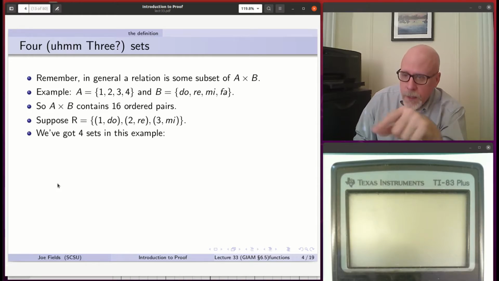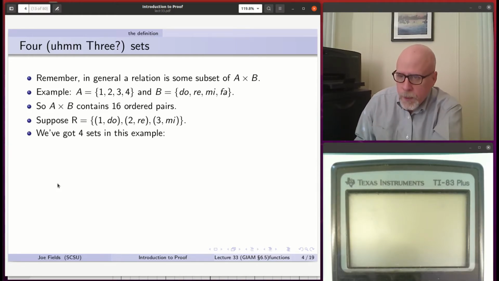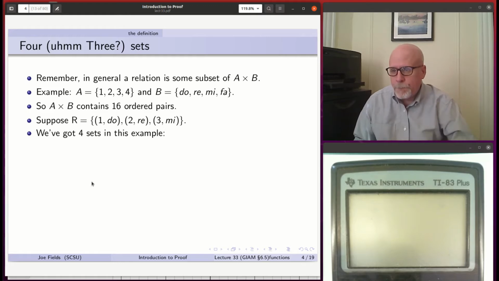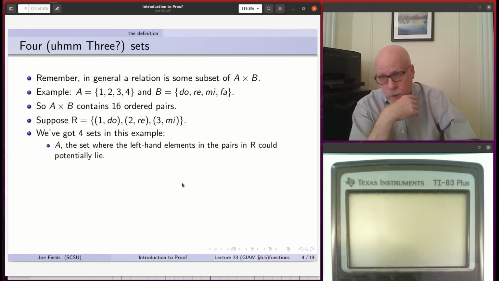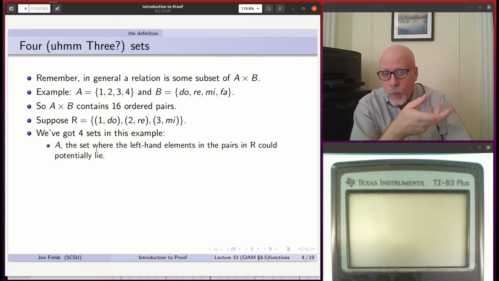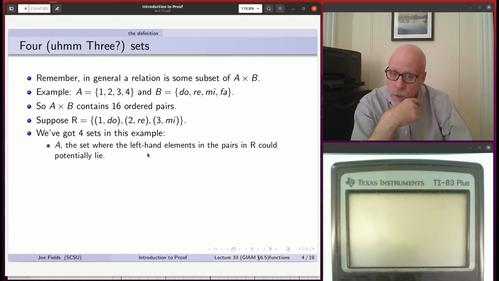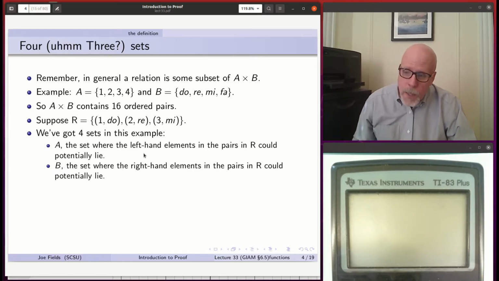Okay, so in this example, there's a total of 4 sets that you can talk about. So first there's the sets A and B themselves. A is the set where you might have left-hand elements in the pairs in R. That's where they could come from. A set where the left-hand elements in the pairs in R could potentially lie. B is the same thing, but for the right-hand elements. So that's where the right-hand parts of the pairs could be.